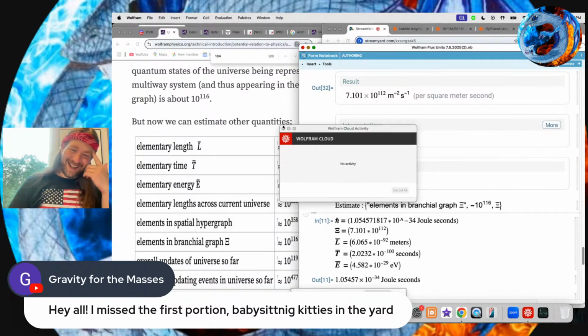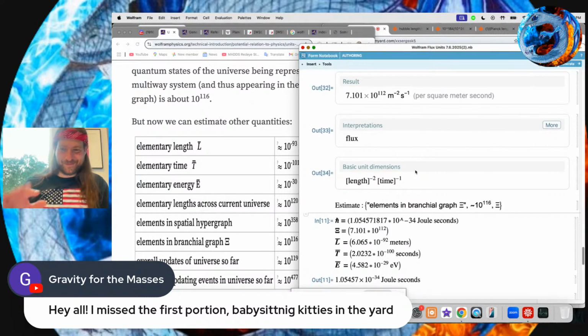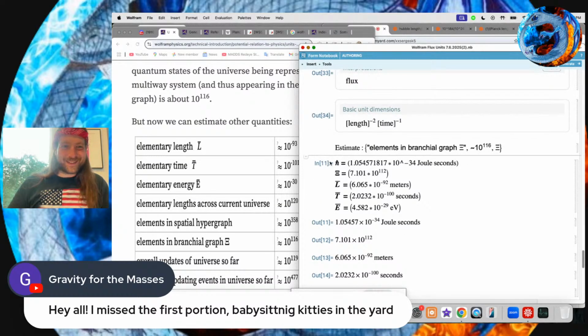I mean, God, wouldn't that just beat all if literally being pointed in the direction of flux, the actual elements of the branchial graph correspond with the Planckian, the Planck flux? Oh, that would just beat all. Again, highly speculative, but it is fun to entertain an idea.